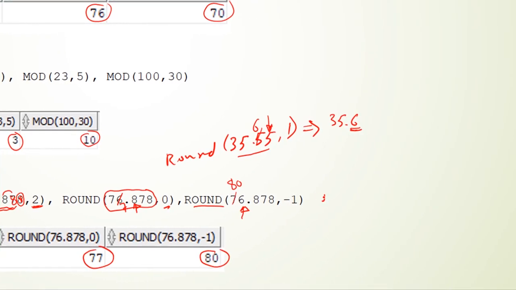If you write, for example, round 76.878, -2, that means round the tens place. The tens place is 7. 7 is greater than or equal to 5. Because it is the tens place, it is 70, not 7. So 70 will be rounded to 100. So the output will be 100 from this function.